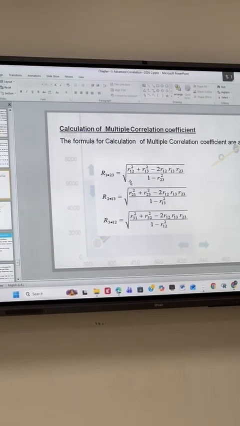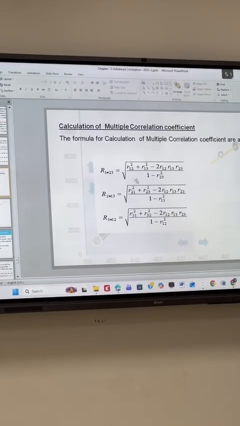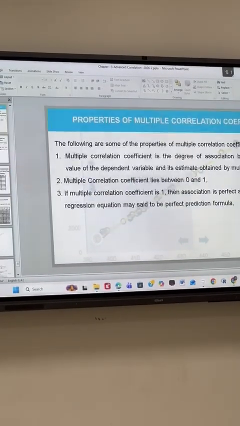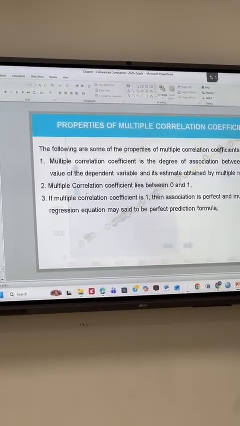You will give us the formula? No, I give the data and you calculate with the formula. Now the properties for MCQ type questions.